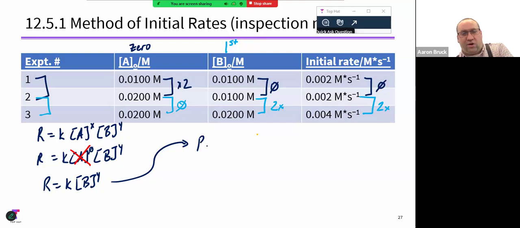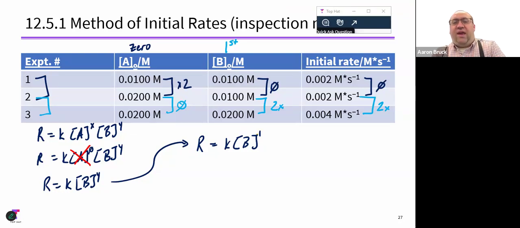So now that we know what the order is, our rate law is now completed, where we know that it is first order in B, and that's all that's there. The rate law is equal to k times the concentration of B to the first power. So that's the inspection method.